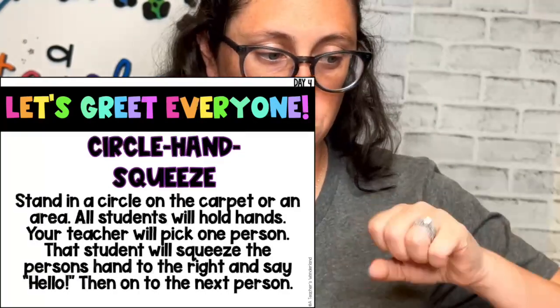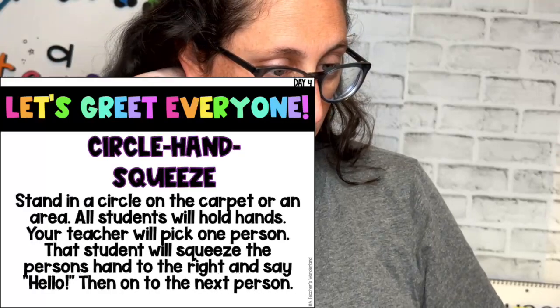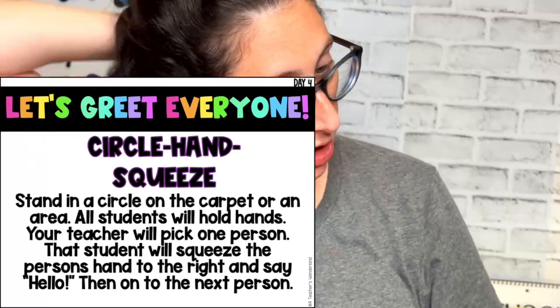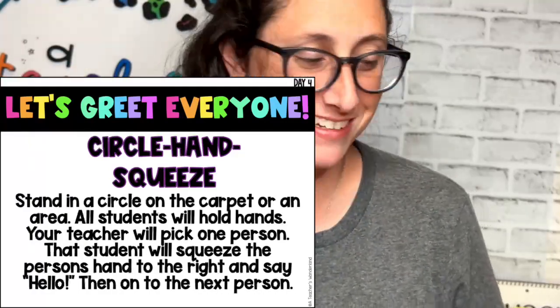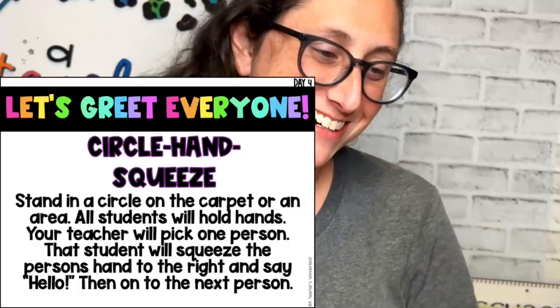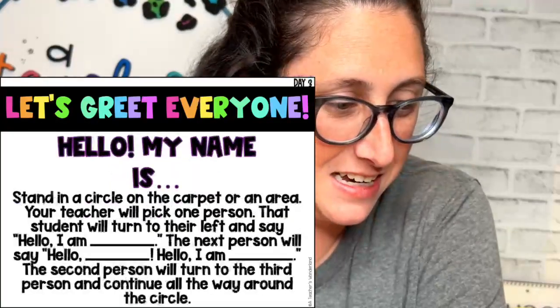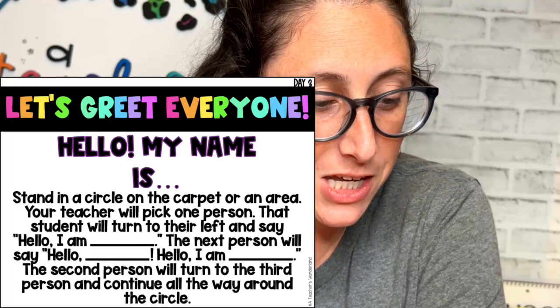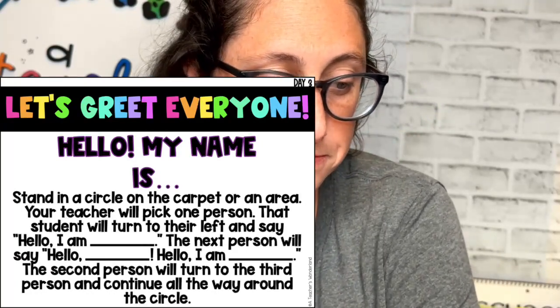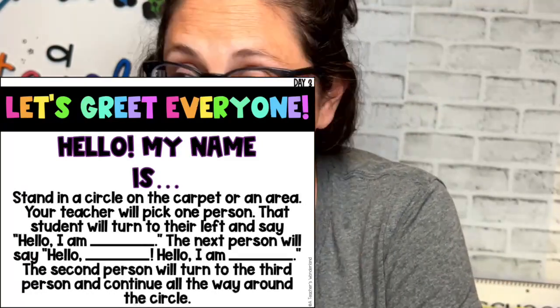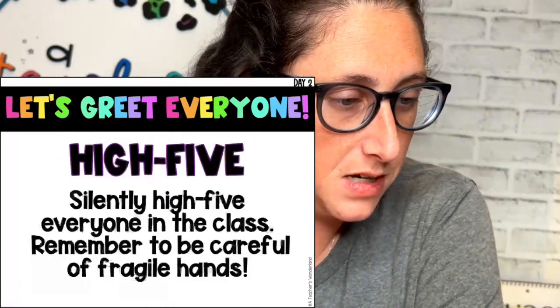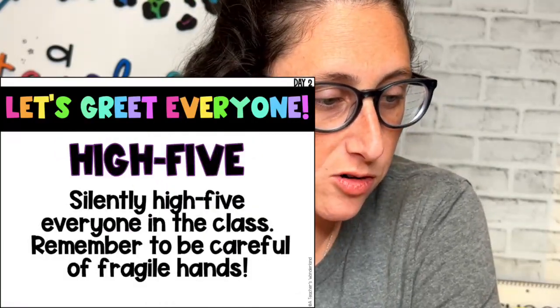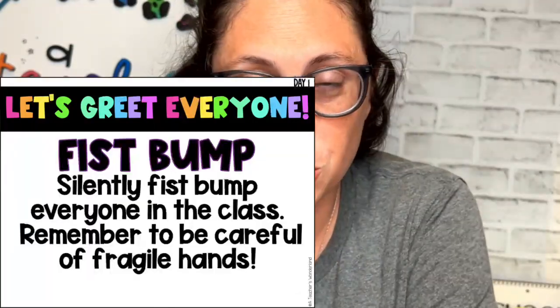Circle hand squeeze. So you get in a circle, squeeze each other's hands, and they will all hold hands. I'll pick one person, and that student will start it by squeezing. Hello. Hello. In the beginning, you can start by saying, "Hello, I am Baba," and they just keep going around saying hello. High five each other quietly around the classroom. And last but not least, you can do a fist bump.